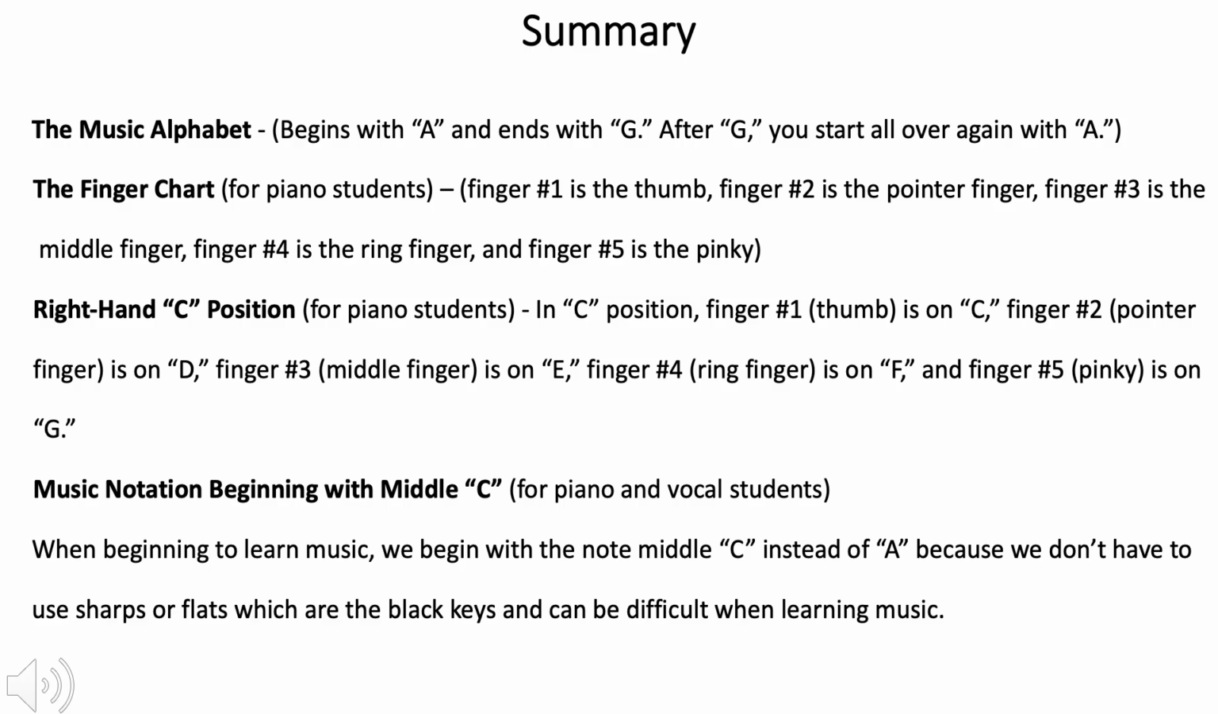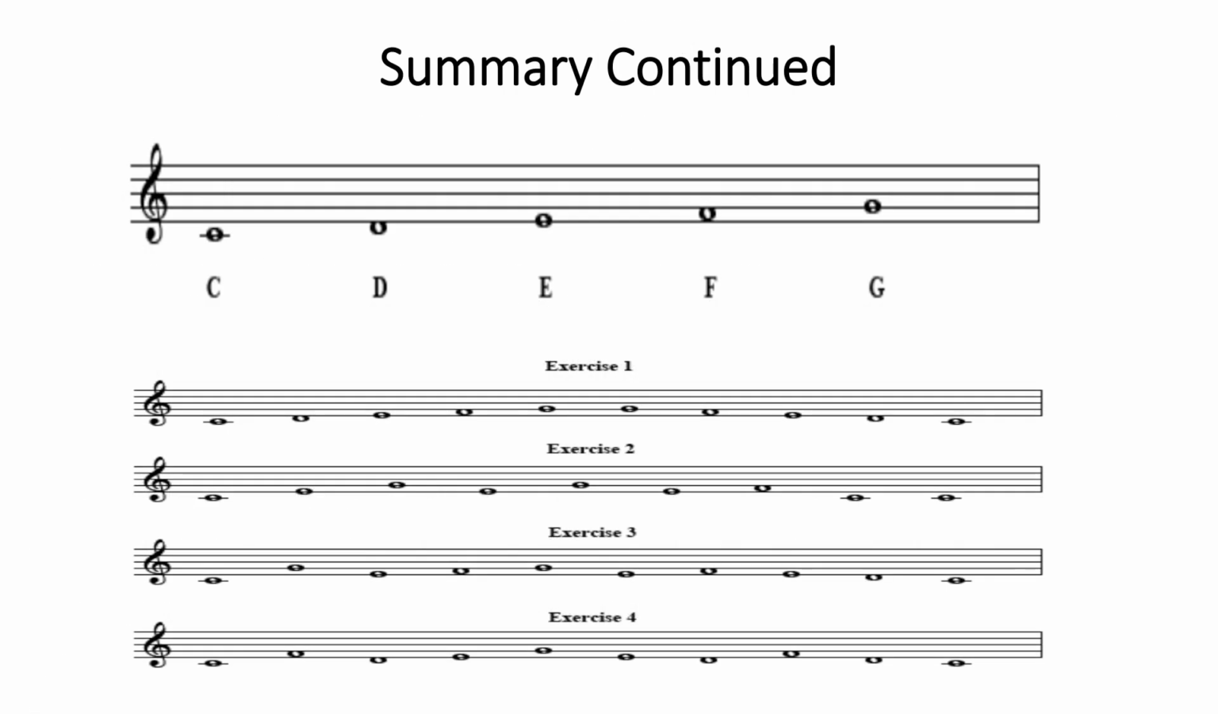Music notation beginning with middle C. When beginning to learn music, we begin with the note middle C instead of A because we don't have to use sharps or flats, which are the black keys, and can be difficult when learning music. When learning the music notation, you may refer to the staff that contains the notes middle C through G. This illustration can be used as a guide for the 4 C position exercises.